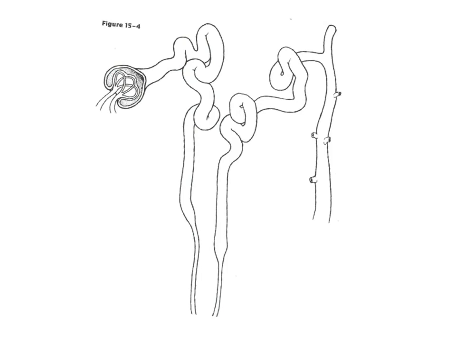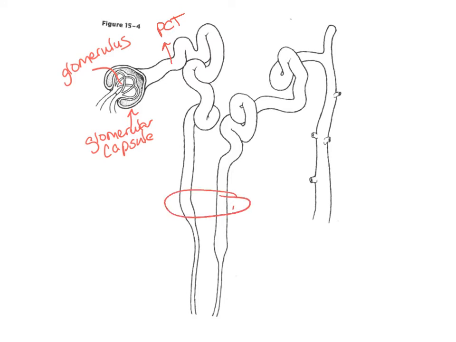So let's look quickly at the portions of the nephron again. We have the capsule there, which is called the glomerular capsule. Inside the glomerular capsule is the glomerulus. From the glomerular capsule, we have the proximal convoluted tubule. The proximal convoluted tubule leads into the nephron loop, which is this whole thing.